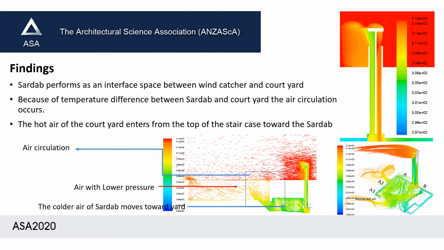Because of the pressure difference between the Sardab space and the courtyard, the higher pressure air in the Sardab space moves toward the courtyard. This circulation causes the hotter air in the courtyard to flow down to the Sardab space. This circulation causes the air temperature of the Sardab to rise, because the hot air of the courtyard is coming toward the Sardab and increases its temperature to 32 centigrade.